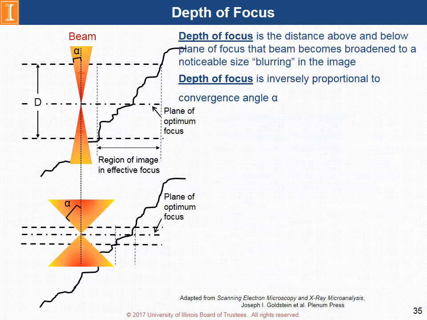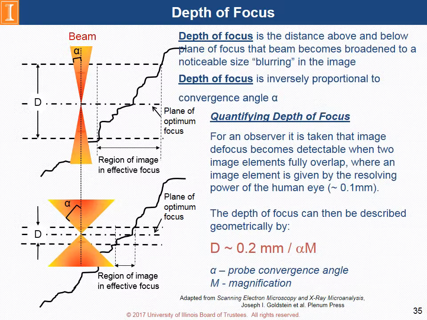For example, if we have another beam with a much larger convergence angle, we can see that the beam will get broadened much more quickly, leading to a much smaller depth of focus. The depth of focus is also dependent on the magnification used. The higher the magnification, the smaller the depth of focus.